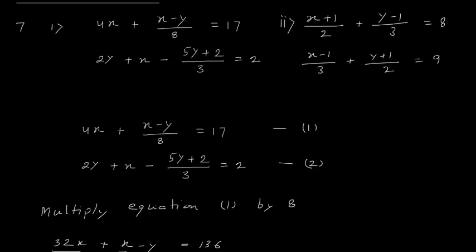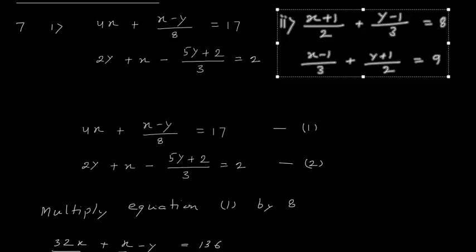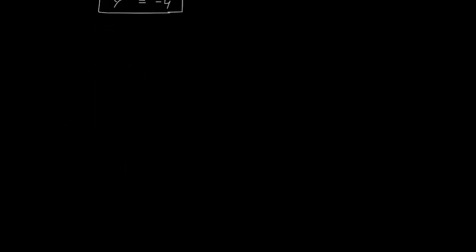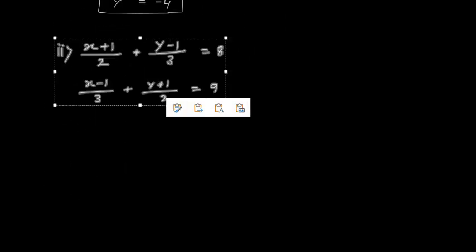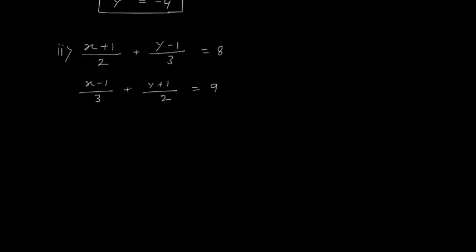Okay. Now let us solve this second question also. So let us write the second question. I will consider this as equation 1, this as equation 2. Now LCM of 3 and 2 is 6, so I multiply each term by 6.